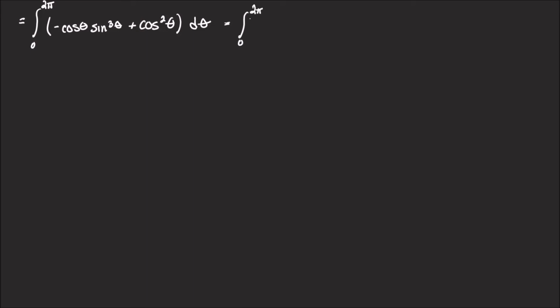Integral from 0 to 2 pi. What we're going to do is break down this cosine squared theta, which will give us 1/2 plus a half cosine of 2 theta, and then minus that cosine theta sine cubed theta d theta.